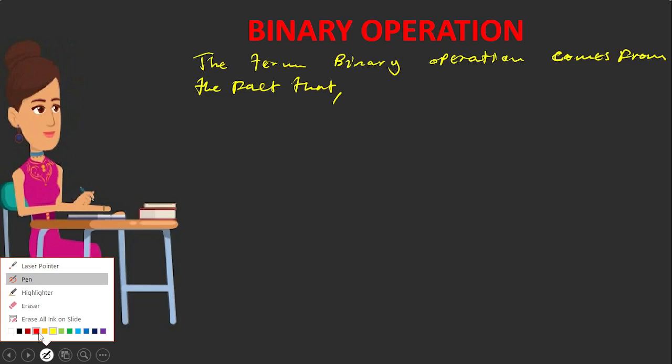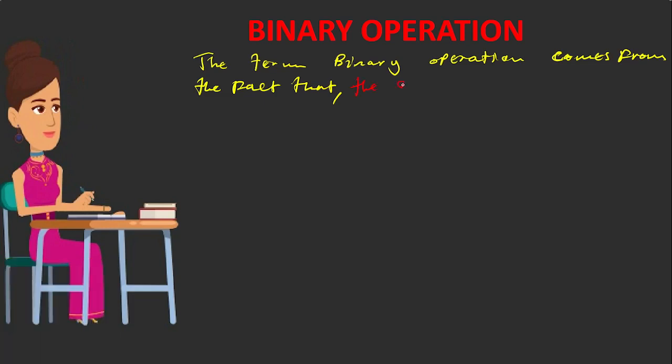So the operation works on two numbers. Okay, works on two numbers. I'm pretty sure you guys know about addition, subtraction, division, and also multiplication. So those are just some of the examples of a binary operation.